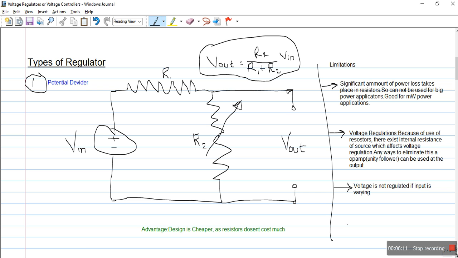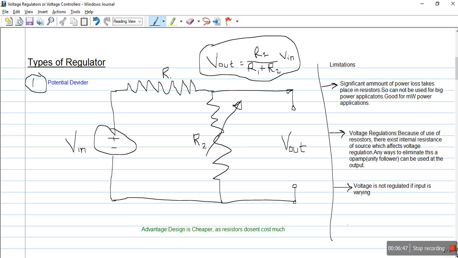Resistances are known for power loss. When you connect some voltage across a resistance, definitely they will consume some amount of power, depending upon the value of resistance. So if you want to use the potential divider circuit for a regulator, in that case you need to choose a high value of resistance, so that the power loss is minimum.